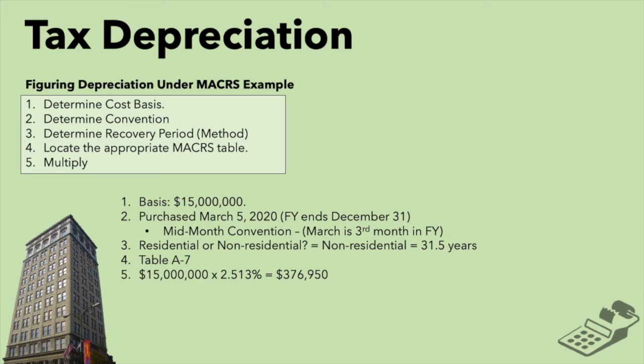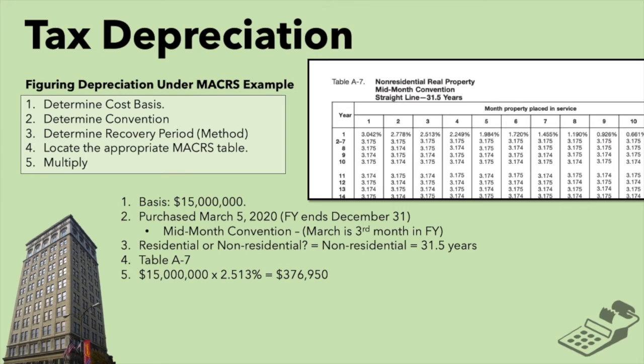Is it residential or non-residential? Well, this is a non-residential building. It's going to be office space. And so the life is 31 and a half years. So we go to Table A7. Table A7 is non-residential real property, mid-month convention, straight line basis, 31 and a half years. March is the third month, and so column 3 is the month placed in service.